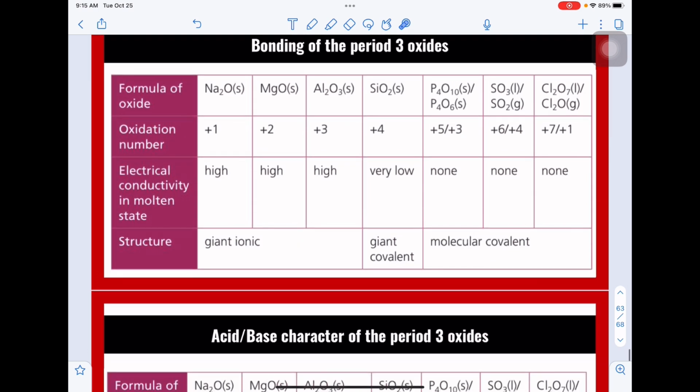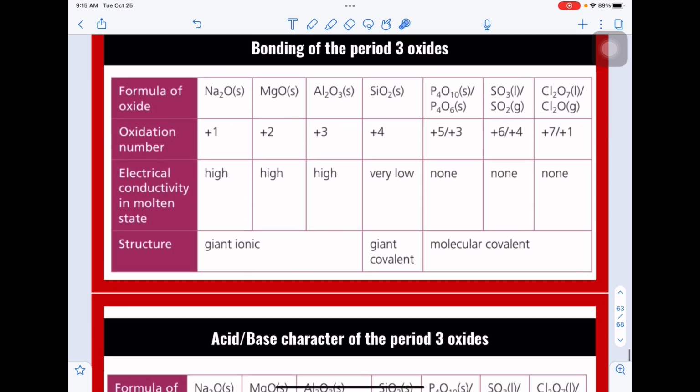Okay, so the last part is period 3 oxides. Now this is where I told you guys we have quite a bit to memorize in this unit. So IB expects that you know the period 3 oxides, their formula, their oxidation numbers, their electrical conductivity, and their structure. Okay, I got this table straight from the Pearson book, and this is really going to be mostly memorizing.